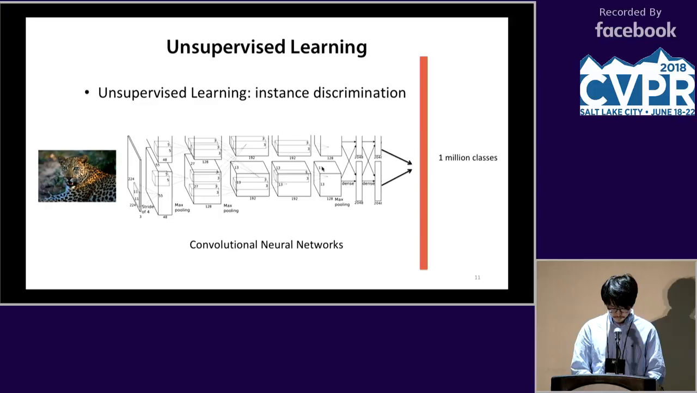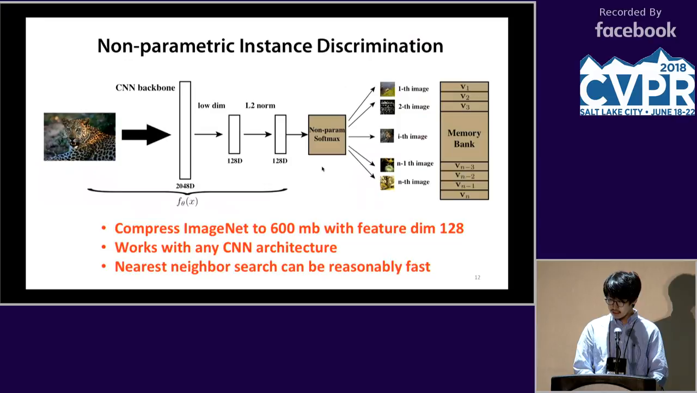So our final solution to unsupervised feature learning is non-parametric instance discrimination. The size of the feature embedding is just 128 dimensions for each image, which enables us to compress the whole ImageNet into 600 megabytes. During training, we use a memory bank to store all the embeddings. Our model works with all state-of-the-art CNN architectures, such as VGG and ResNet. During test time, nearest neighbor search on the learned metric can also be reasonably fast, with 50 images per second.